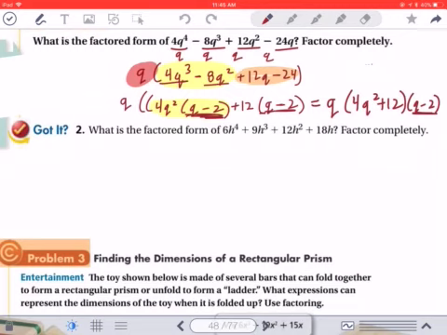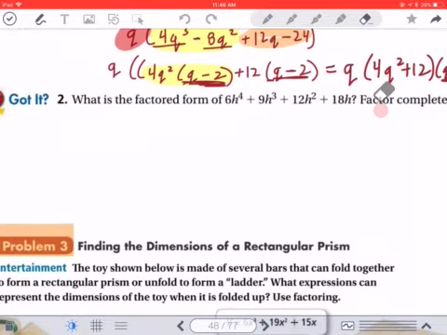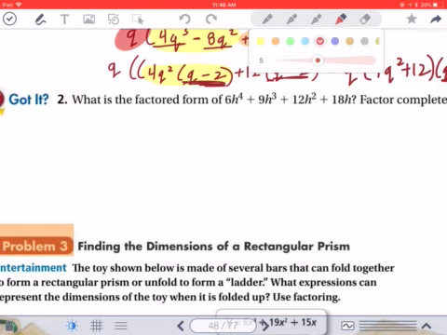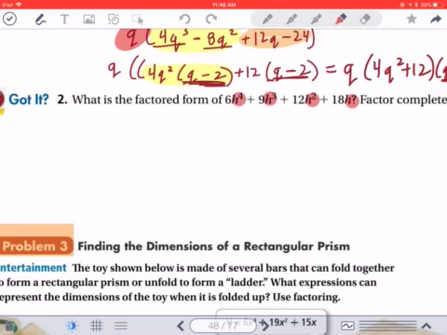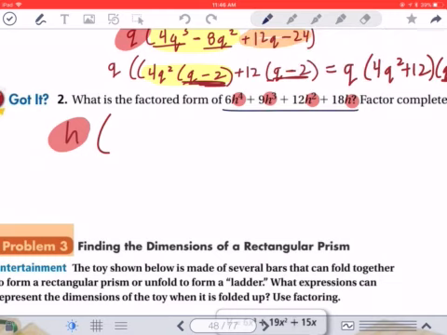All right, last one. Try this one on your own. Try Got It number 2. So pause it. Okay, assuming that you paused it, we have a couple things to do on this one. First of all, they all have an h in common, so I can factor out that h right away. When I do that, I'm left with 6h cubed plus 9h squared plus 12h plus 18.